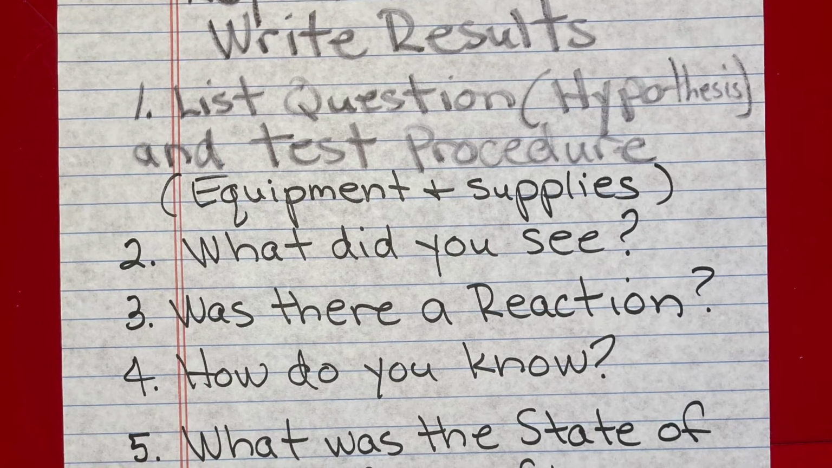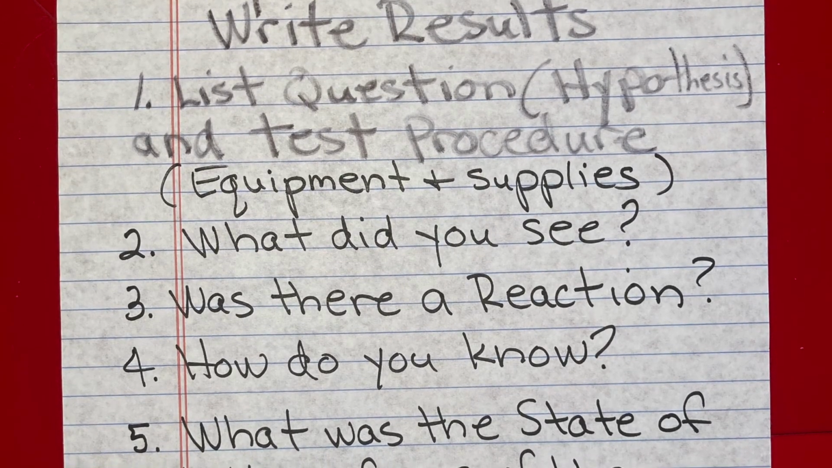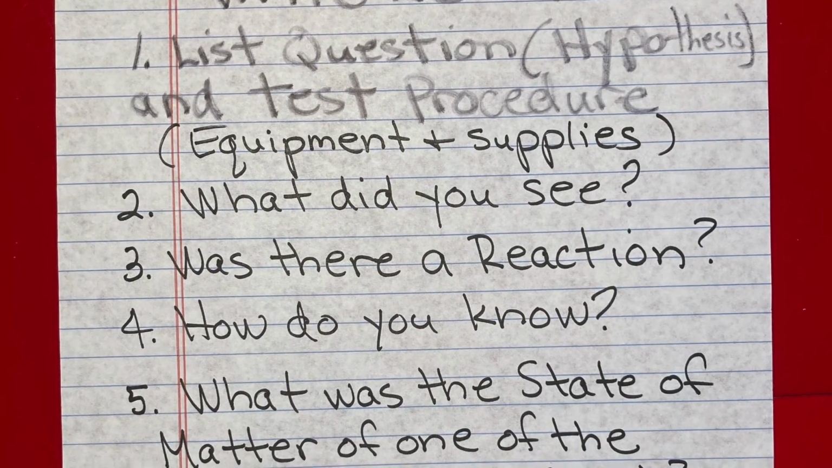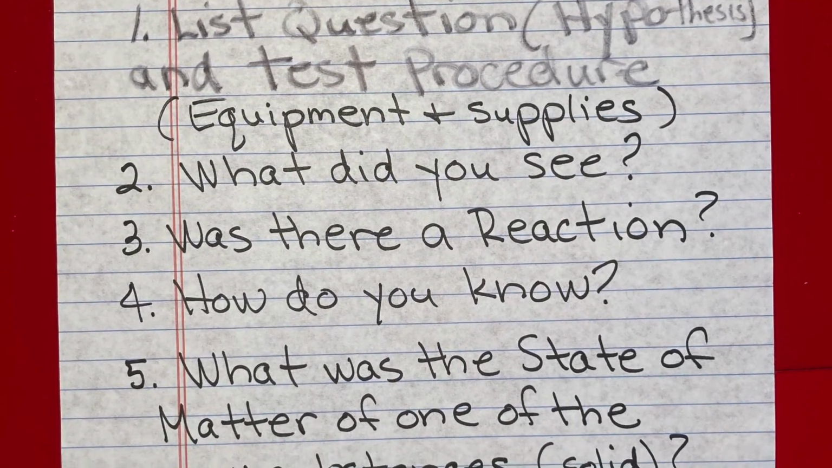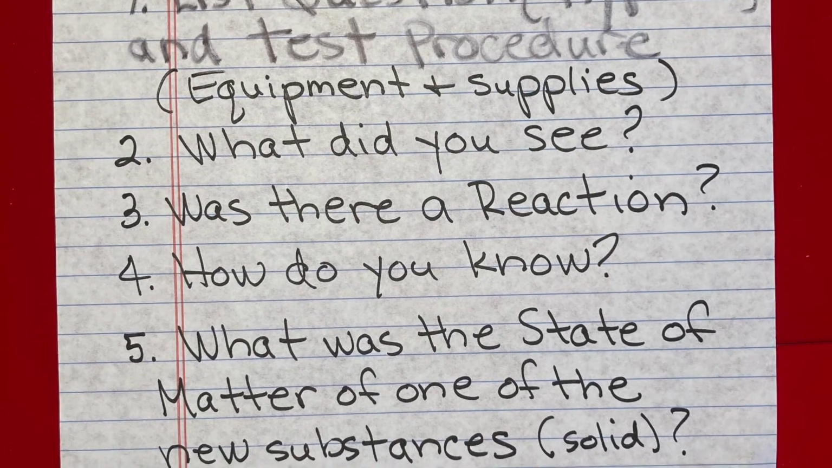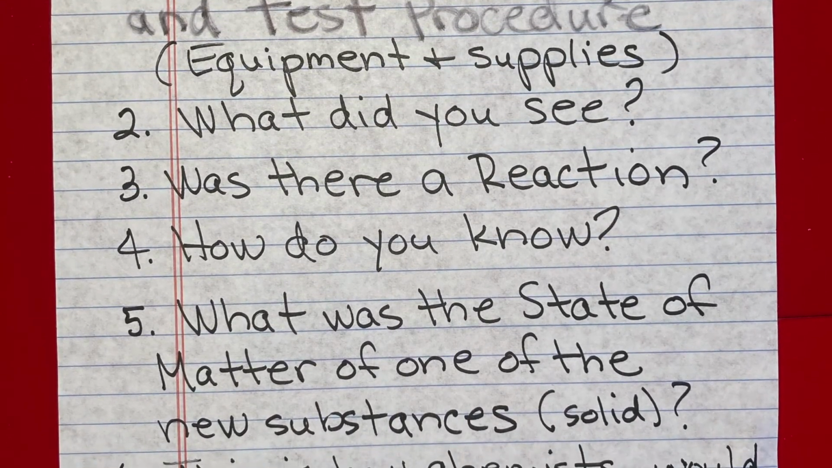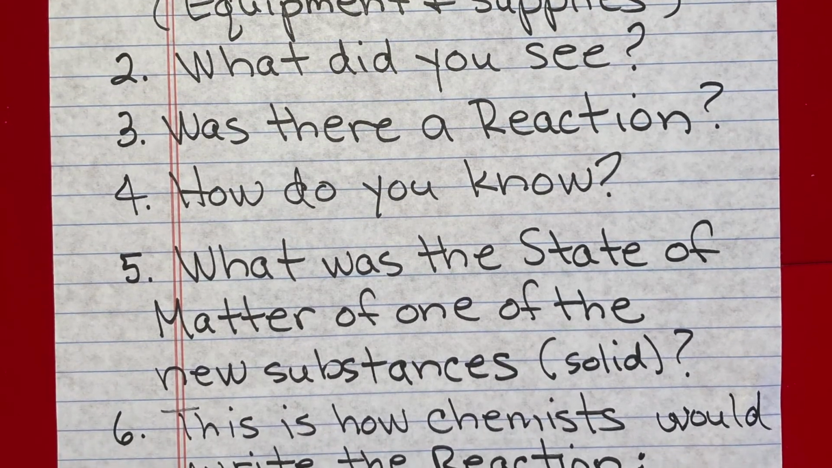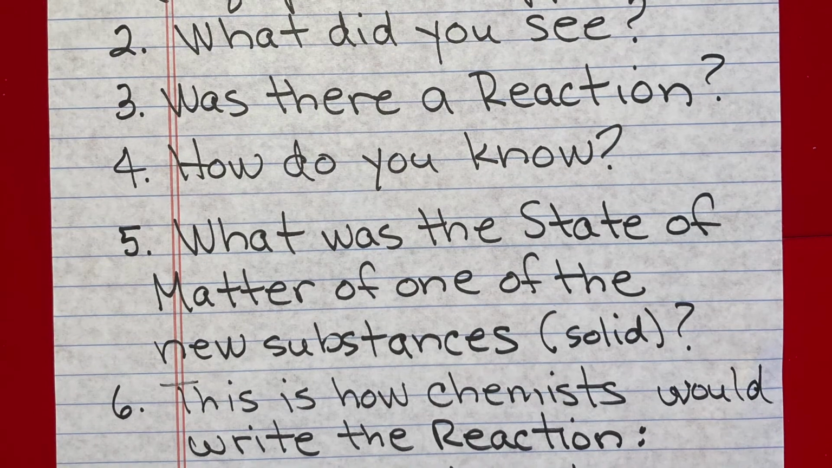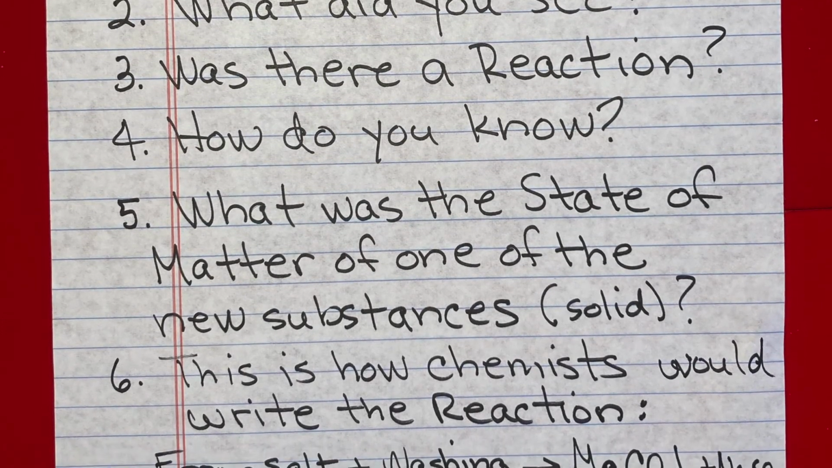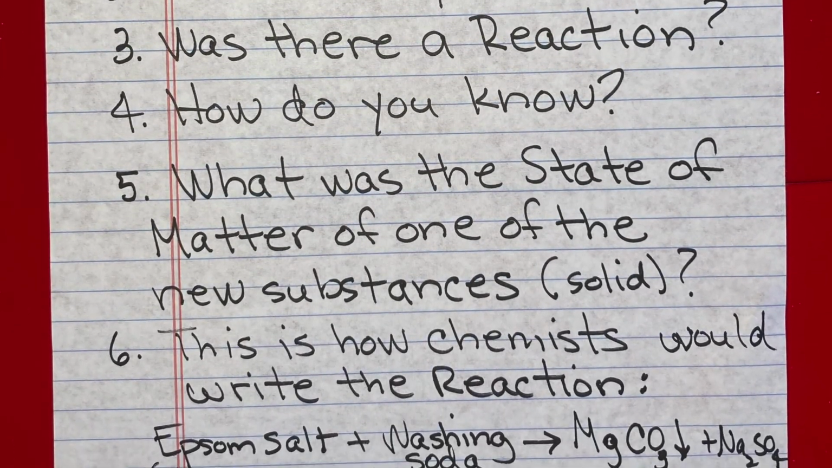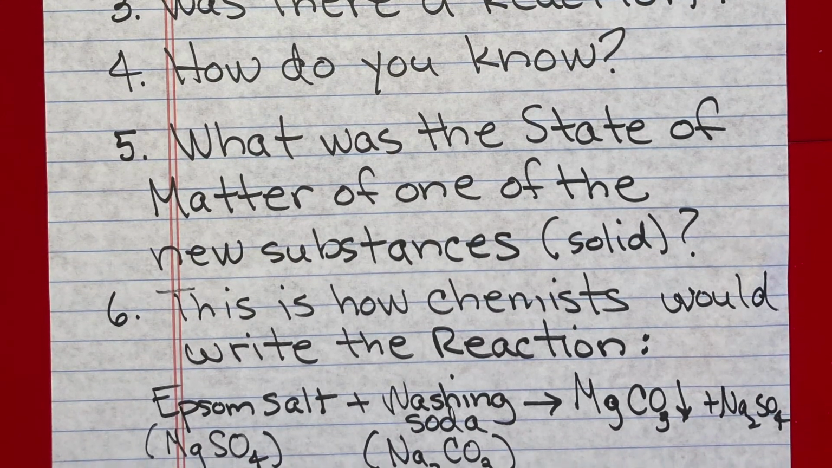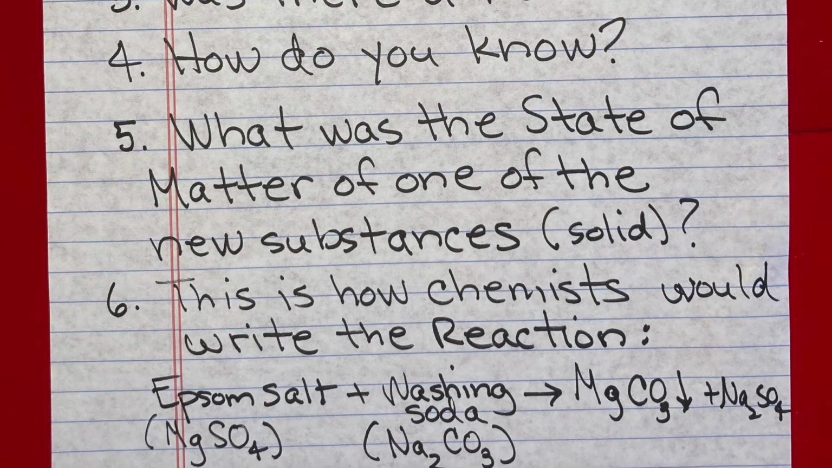We know from reading the package that Epsom salts is magnesium sulfate. We know from reading the package that washing soda is sodium carbonate. When we mix the 2 solutions together, we get a new compound called magnesium carbonate, and the sodium sulfate stays in the liquid form. The magnesium carbonate forms a precipitate.